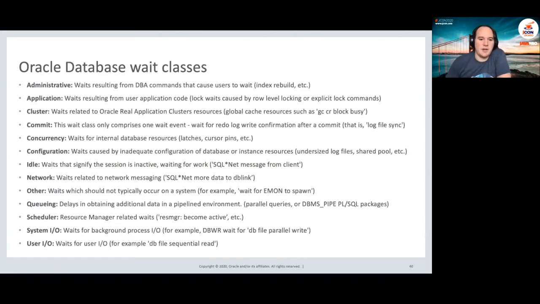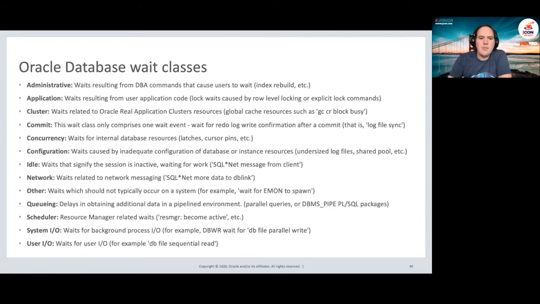And then there's a couple of other ones. The really nice one that we also have, that I'm very proud of because those are the quick fixes, is this configuration one, because those are basically wait events where you're waiting because your configuration is not great. It's like, increase the table space, give us more memory, or whatever. Those are really easy fixes.